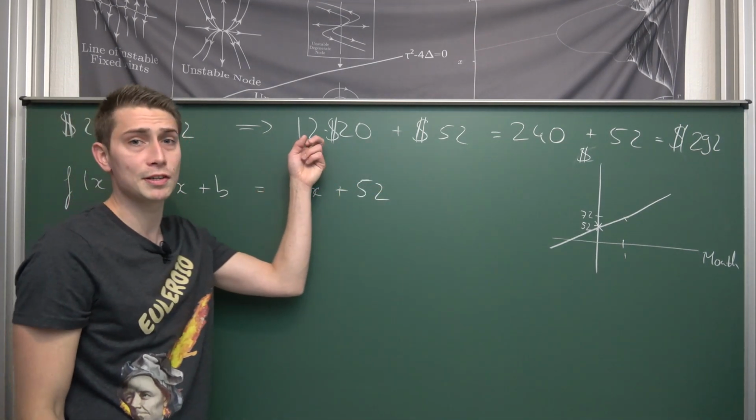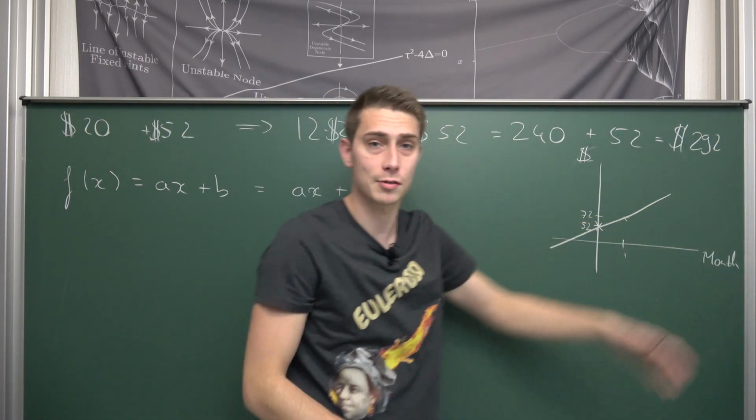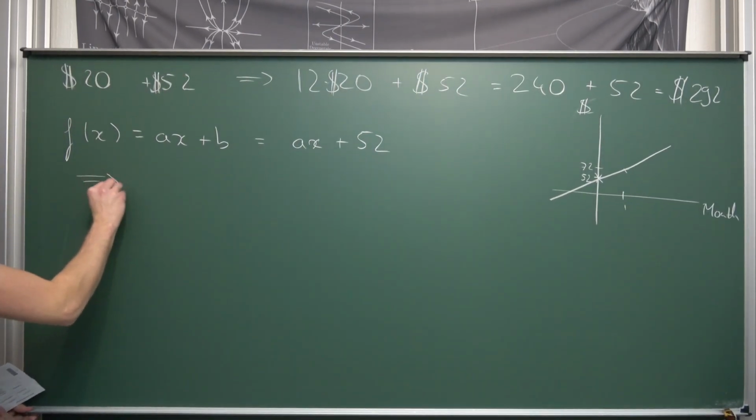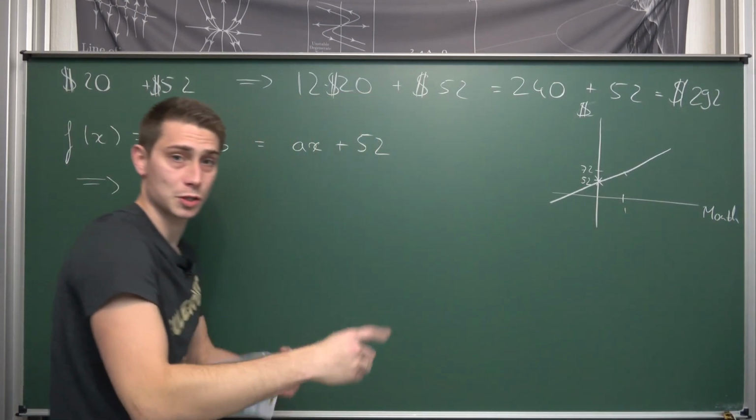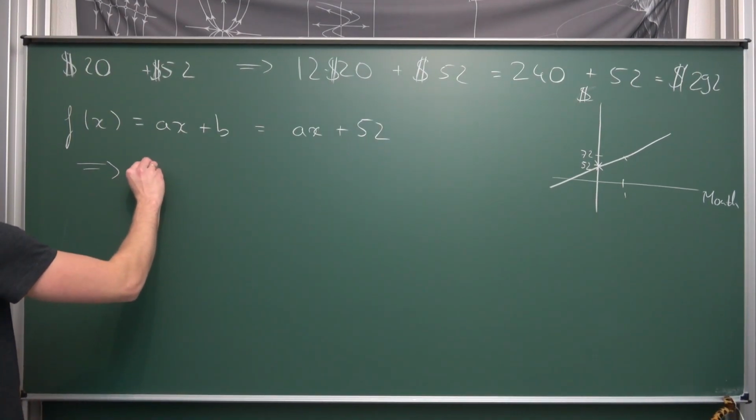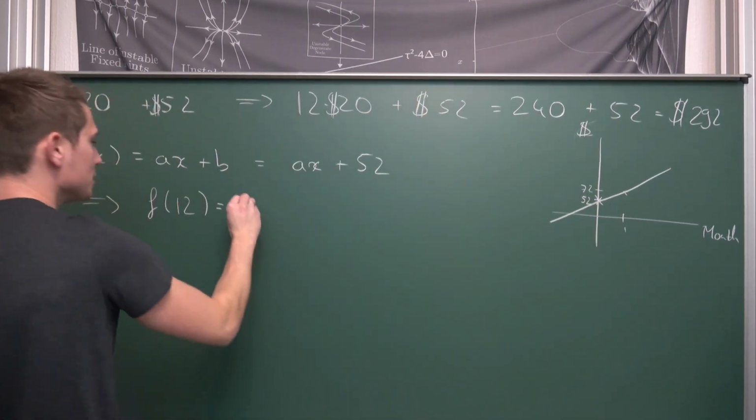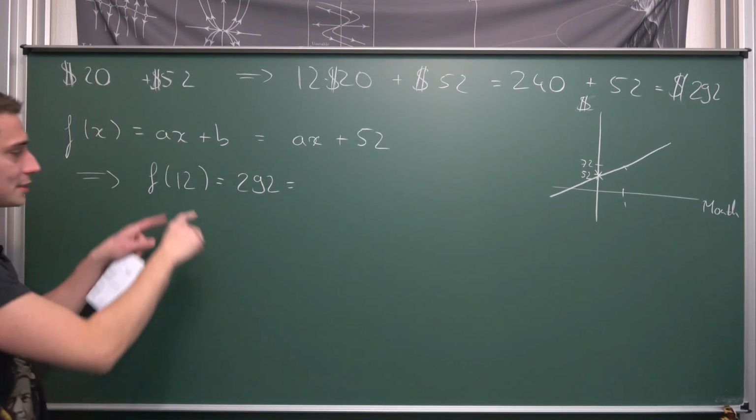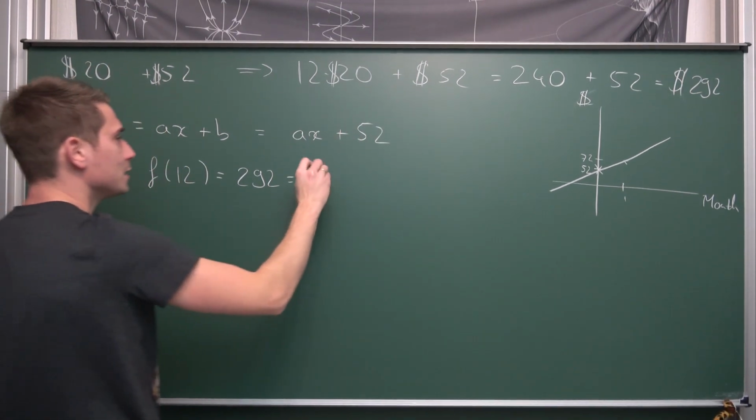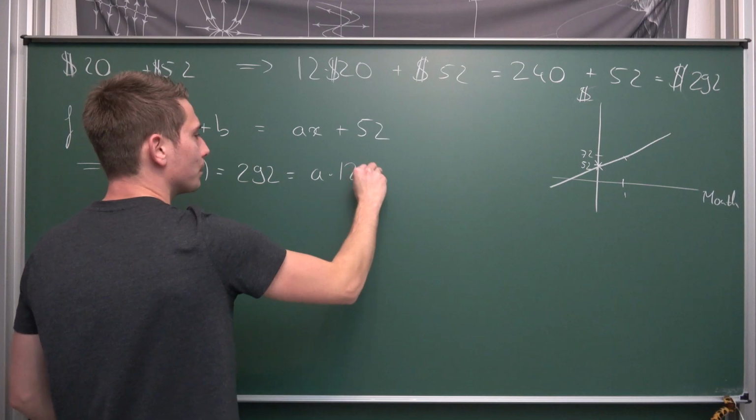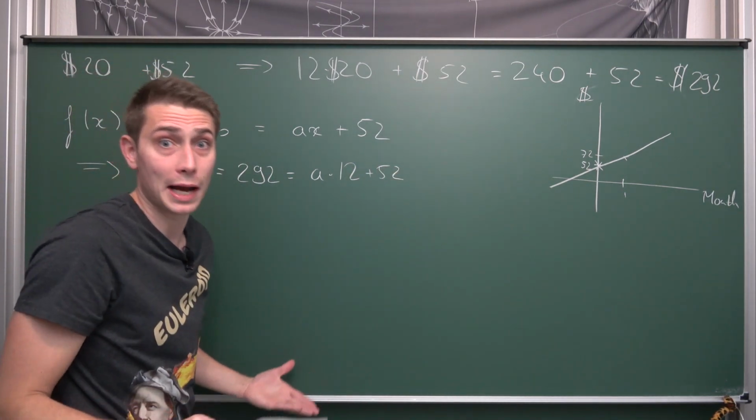If we were using the service for 12 months, we are going to pay $292 for the service. Meaning what we can do, we can plug the 12 months into our x, because the x values correspond with the months using the service. So f of 12 is going to result in $292. Well, and now we just need to plug the 12 into each and every x up here, meaning we're going to make use of this equation here to get a times 12 plus 52. And now this right here is our equation, and we are going to solve for a naturally.